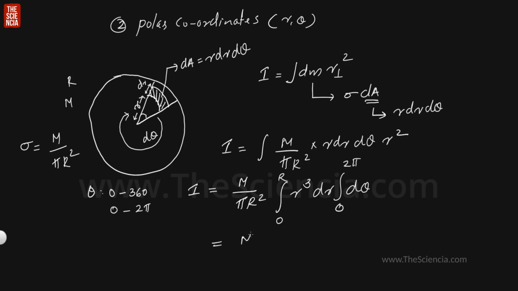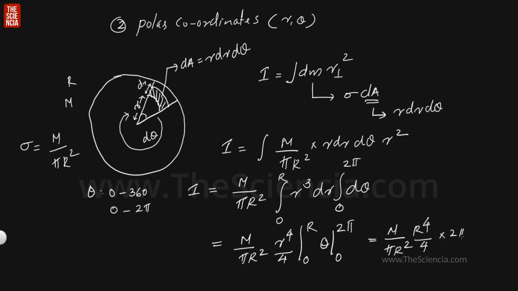So what we get? m by pi R square. Integral of r cube is r raised to 4 by 4, limit 0 to R. Integral d theta is theta, and substituting limits 0 to 2 pi. So we get m by pi R square, R raised to 4 by 4, into 2 pi. This is equal to m R square by 2. So we got the same answer, but we solved using a different coordinate system. Okay.